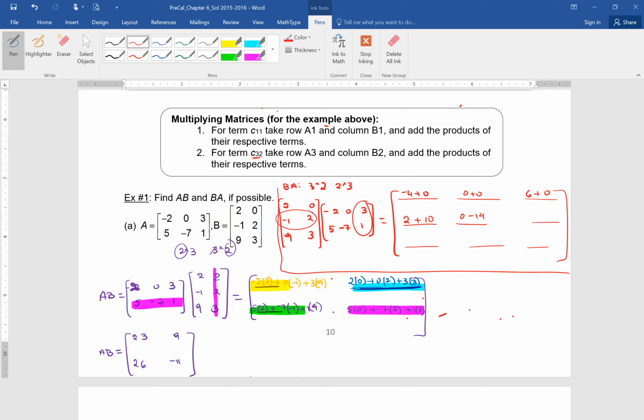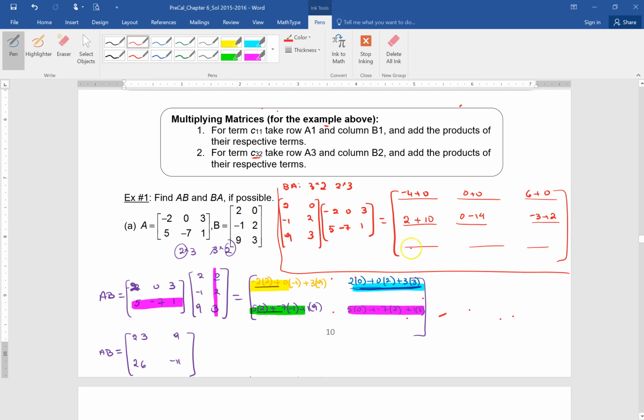With your fingers, if you'd like, just follow the order. The first number here with the first number there, -1 times 3 is -3. The second number with the second number, that's 2. So -3, +2. Okay, the last one.